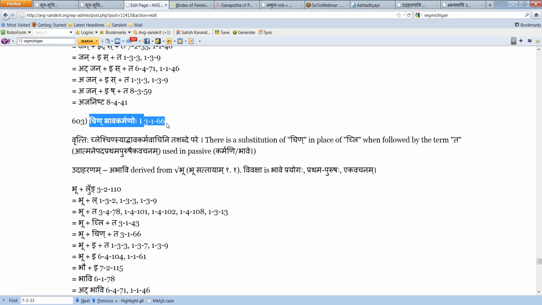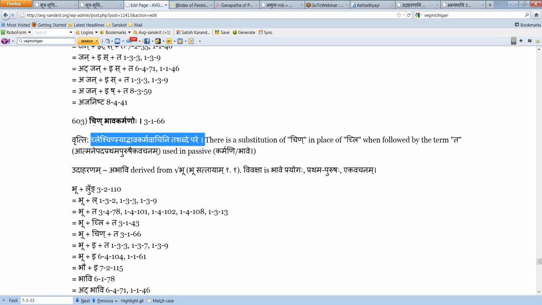Abhavi, asthayi. Maya shayi, I slept. That is dhatu she. Or of course karmani, you can always say Maya dukkham anvabhavi. It means unhappiness was experienced by me. Anubhu becomes transitive, so anvabhavi. So chinbhava karmanoho says chilesh chin syad bhava karma vachani ta shabde pare.